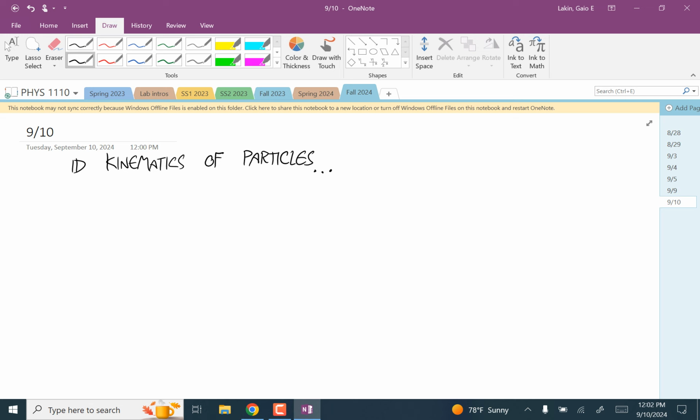And we've done a couple example problems with 1D kinematics of particles. We did a car stopping, and we did a ball rolling down a ramp. But the most important type of problem that has constant acceleration is projectile motion and free fall problems. So that's what we're going to talk about today.